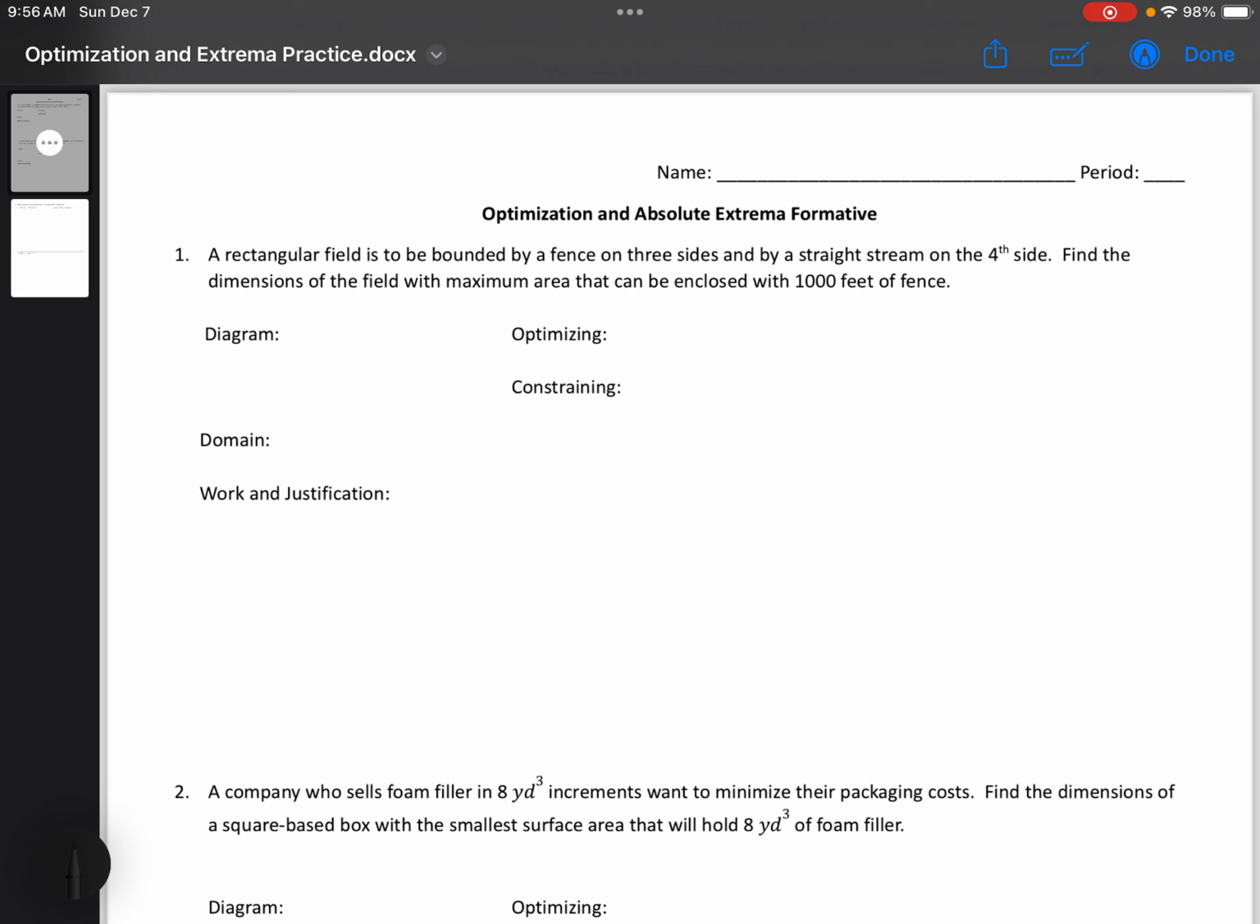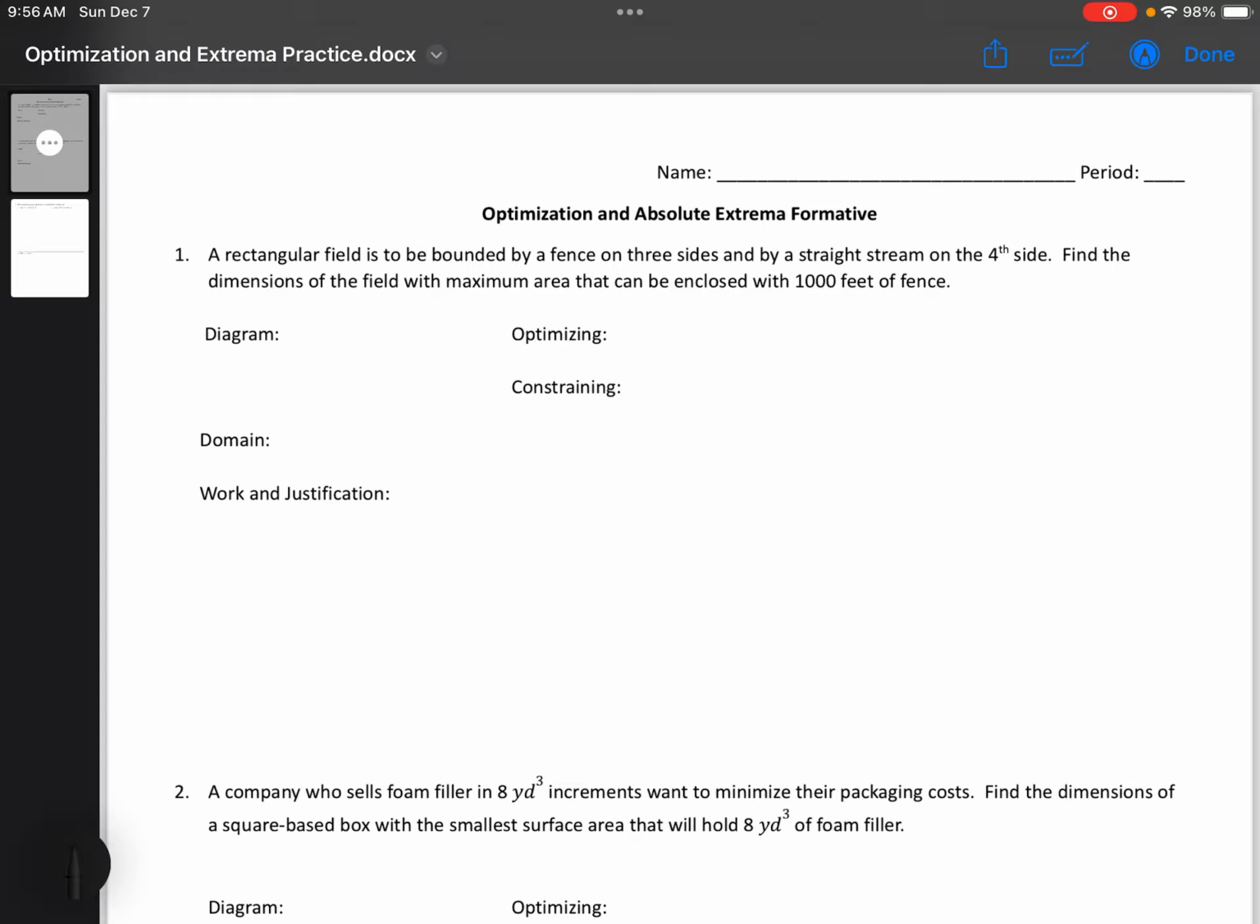So, in the first problem, a rectangular field is bounded by a fence on 3 sides and a straight stream on the 4th side. Find the dimensions of the field with maximum area that can be enclosed with 1,000 feet of fence. First, we want to draw a diagram.